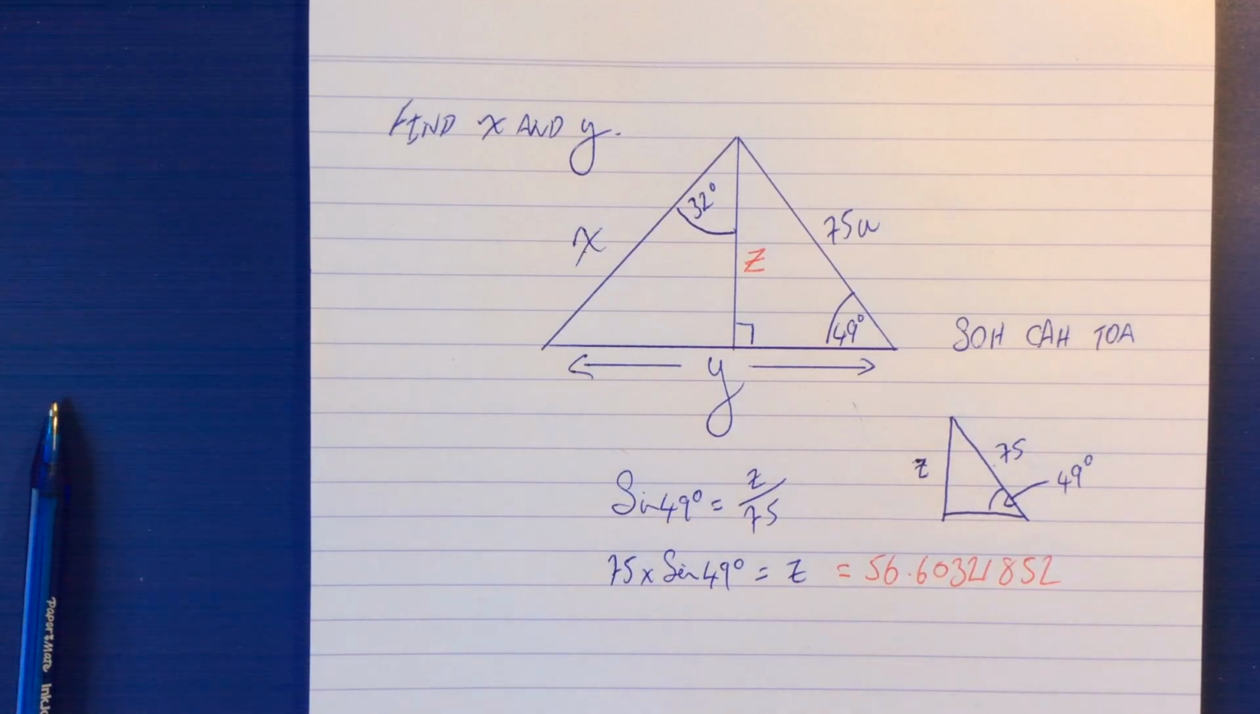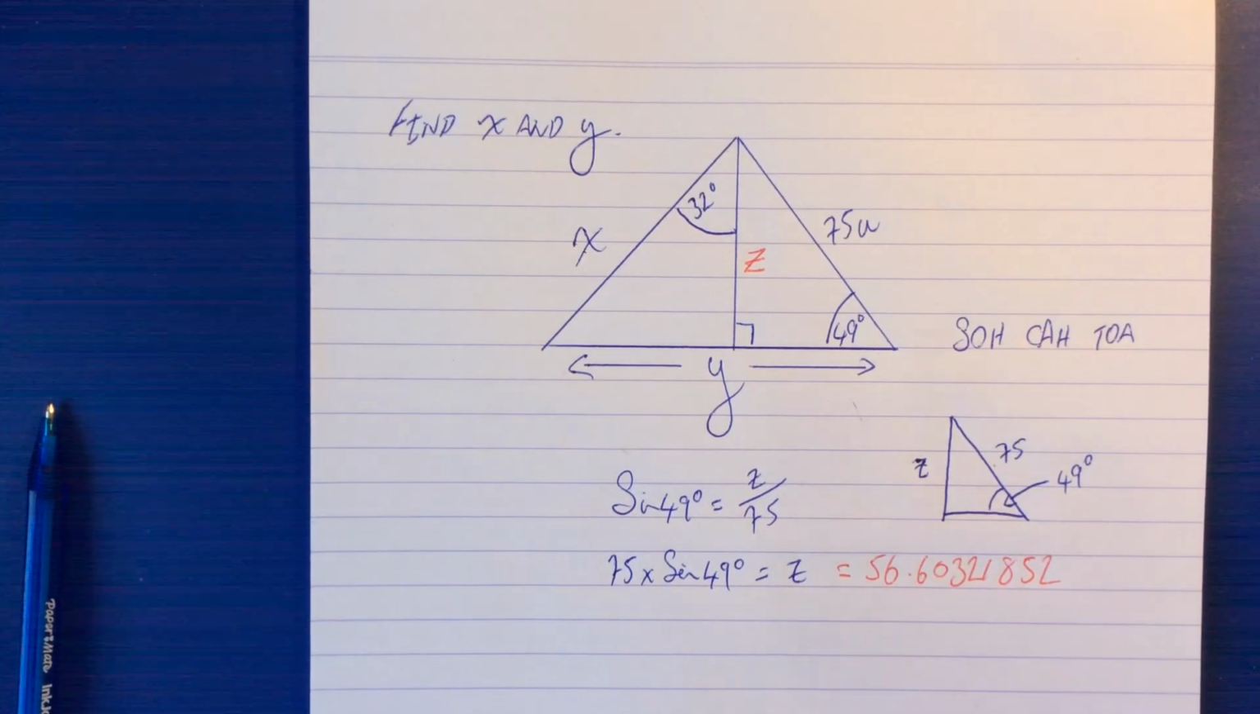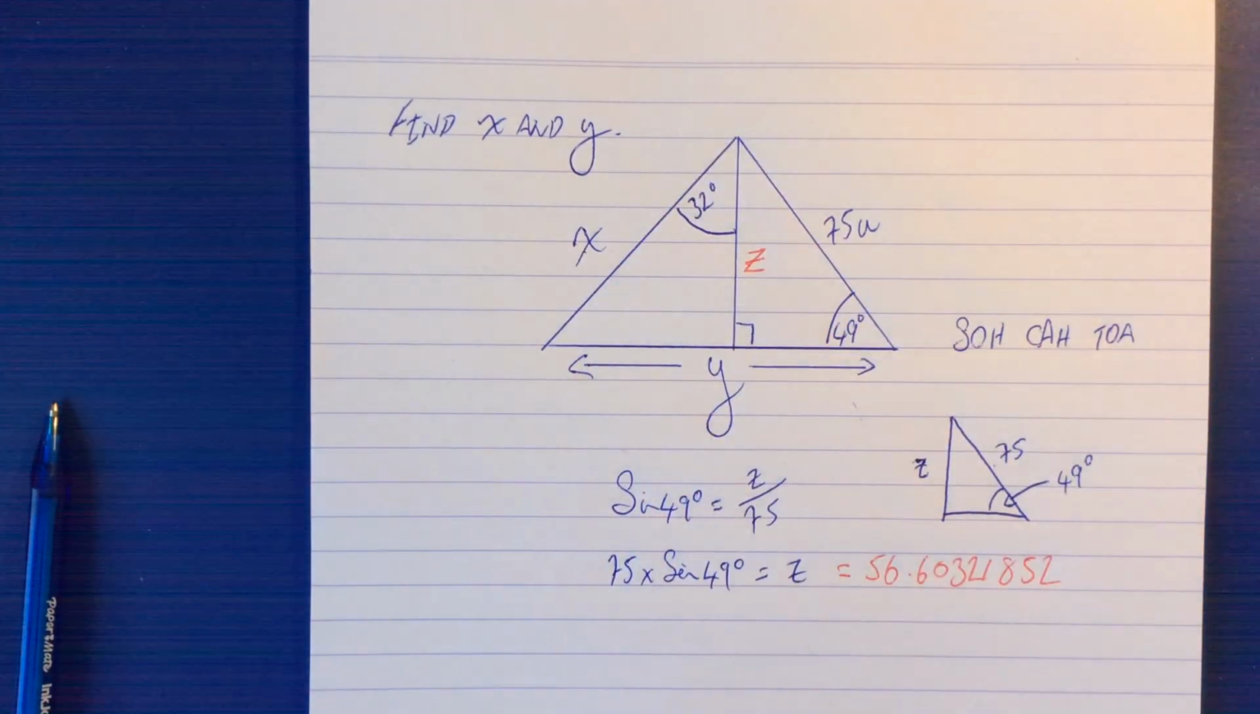But I'm going to do this properly. I think the instruction she had was to round it to 2 decimal places for the solution for x and y. In order to make sure that they're accurate, we need to leave this with as many decimals as we can get. Okay, so now we know the height of this thing.